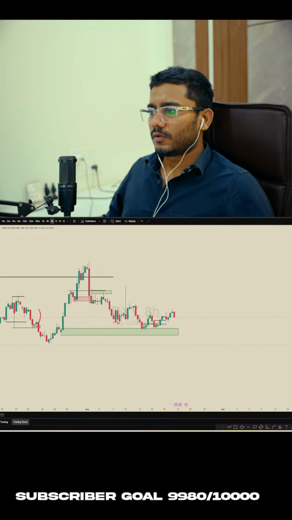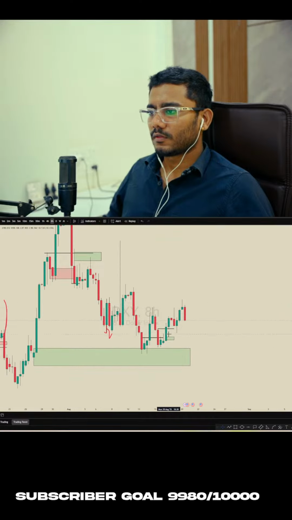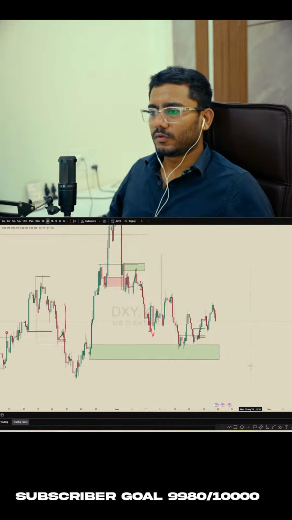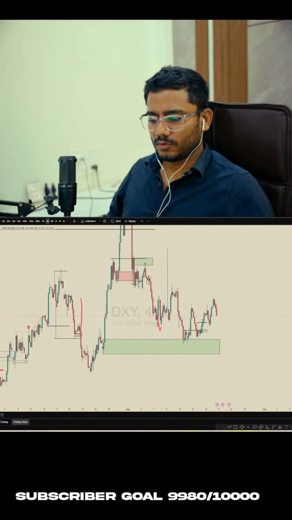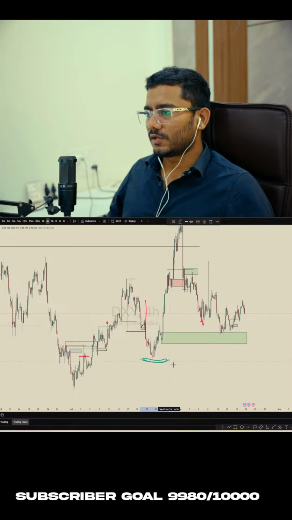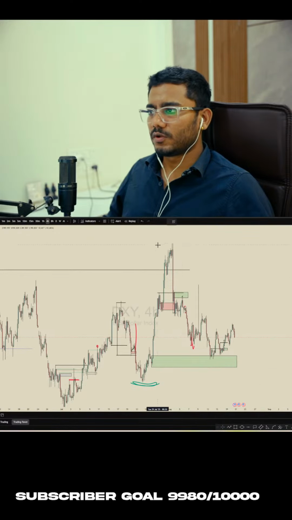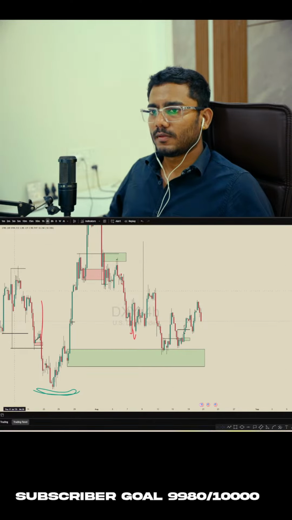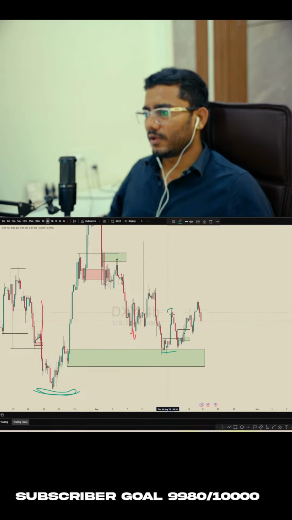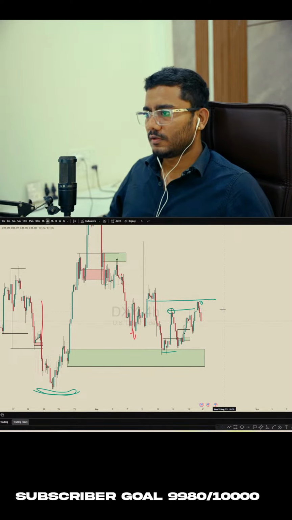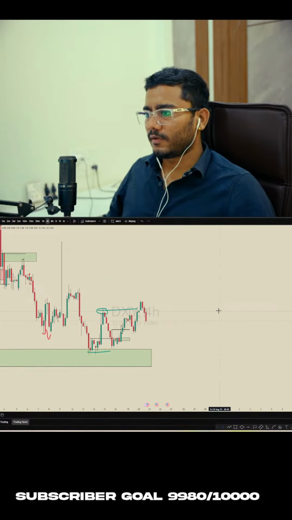So let's look at DXY. If you look at DXY, price has tapped this order block here, higher time frame. We still have the strong low and we have the strong high. And if you look at the structure, price has tapped this order block, created a new high. It is reacting because of this candle, and we can expect a pullback after this.